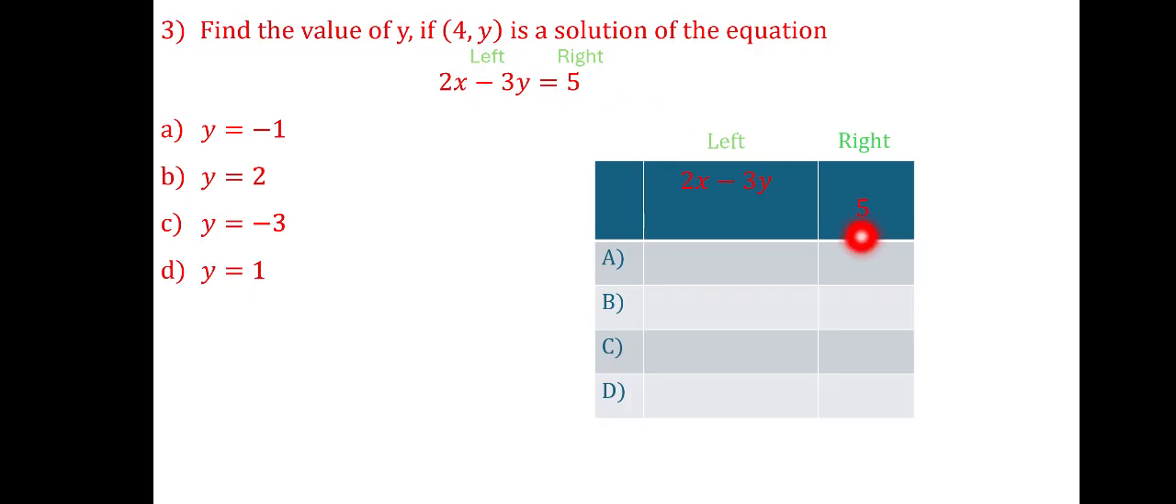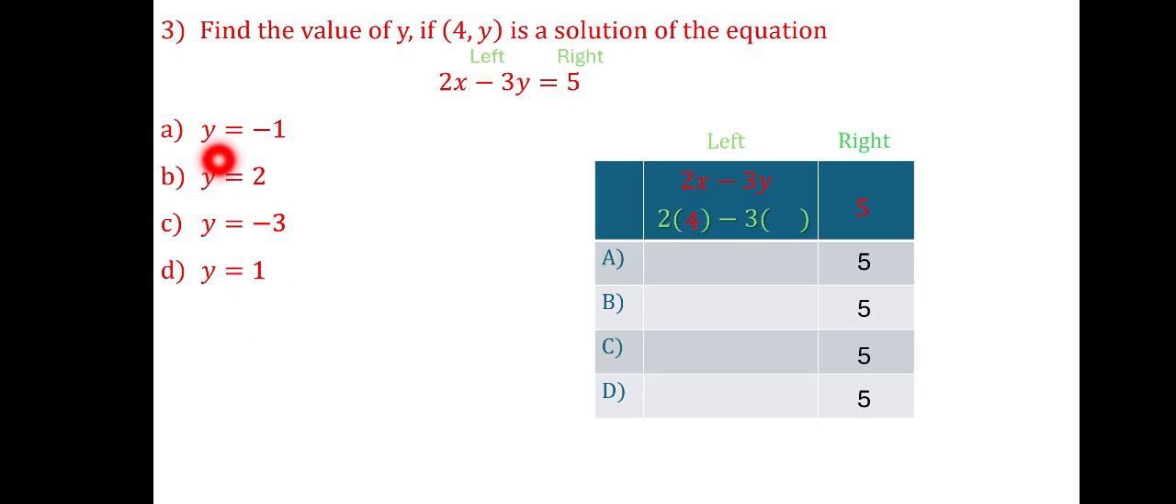On the right side we don't have x and y, so we don't need to substitute any values of x and y. So all the 4 options on the right is 5, 5, 5 and 5. Now on the left we have to plug in the value of x and y. So the value of x is fixed, which is 4. So in place of x I will write 4. Now in place of y we have to check all the 4 options.